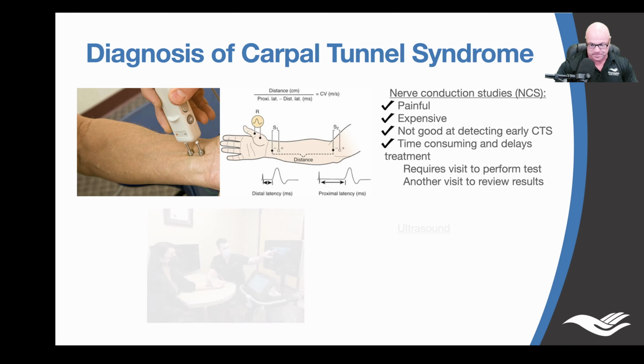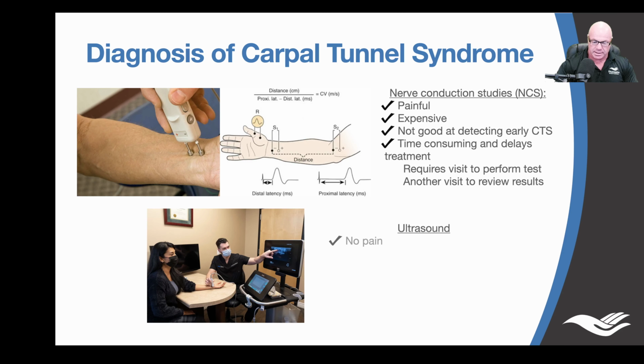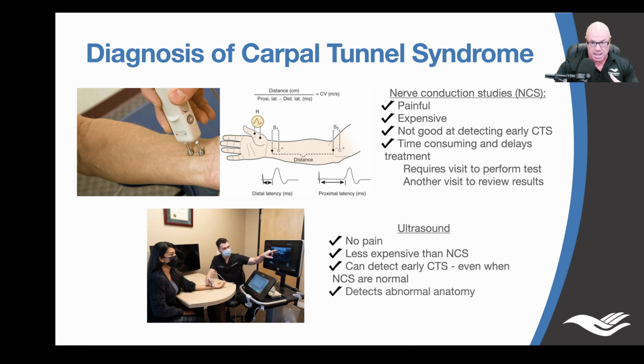Now, ultrasound, on the other hand, doesn't have any pain associated with it. It's less expensive than nerve studies. It can detect early carpal tunnel syndrome, even when nerve studies are normal. And it can detect abnormal anatomy. And a test can be done and reviewed all at the initial visit. So you don't have this back and forth and delay and going to various appointments.